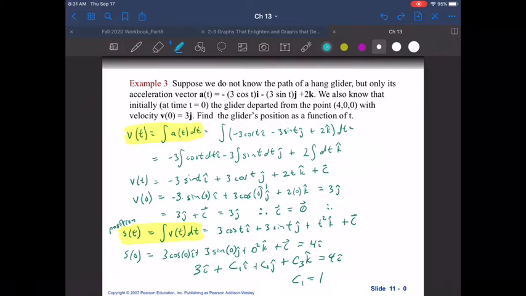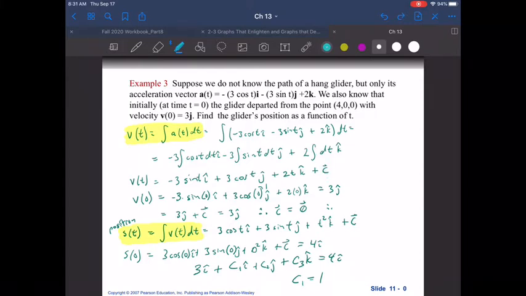The integral of cosine is sine, so we end up with negative 3 sine t, and that's in the i direction. The integral of negative 3 sine, well, the integral of negative sine is just cosine, because the derivative of cosine is negative sine, so we end up with a positive 3 cosine here. And then over here we just have the integral of dt, we pull that constant out in front, and so we end up with just 2t from that one right there. And then, of course, at the end, you add on your constant vector, because this is an indefinite integral.